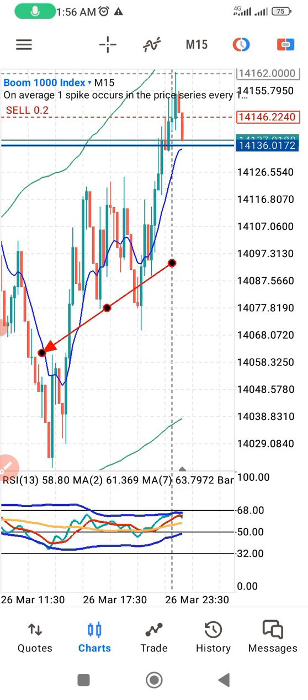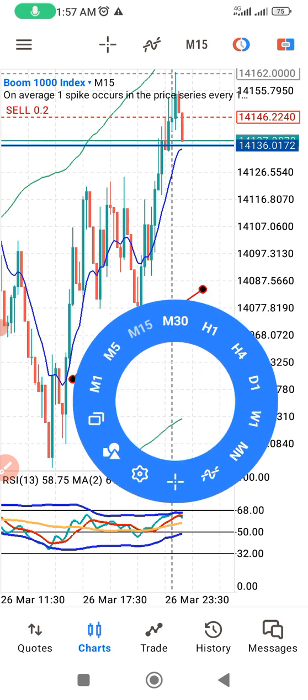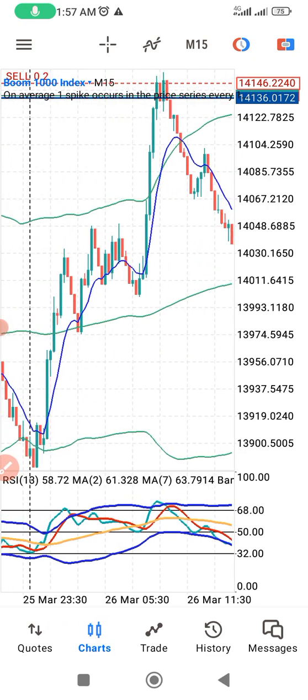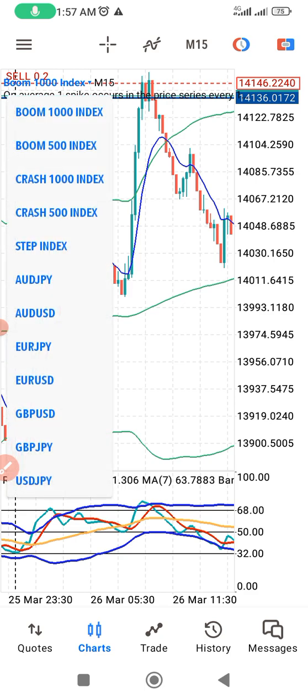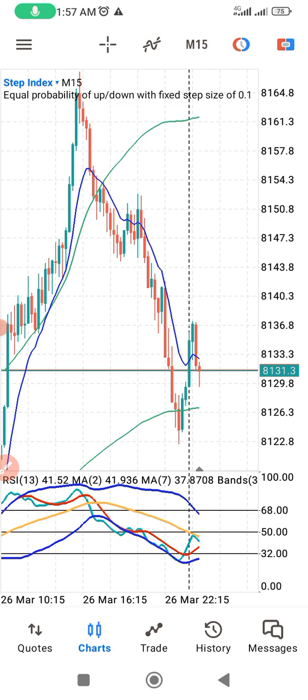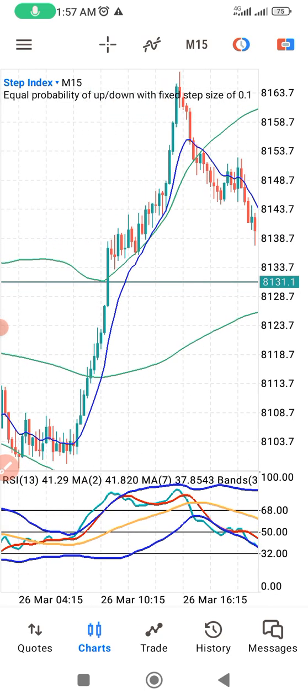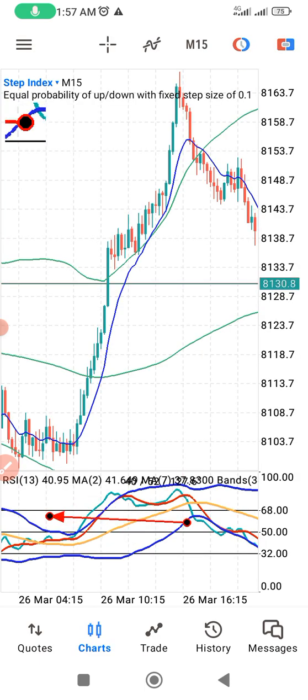And what is TDI? TDI is an acronym which means Traders Indicator Index. So that is what TDI means. Alright, so we'll be discussing briefly what TDI is.